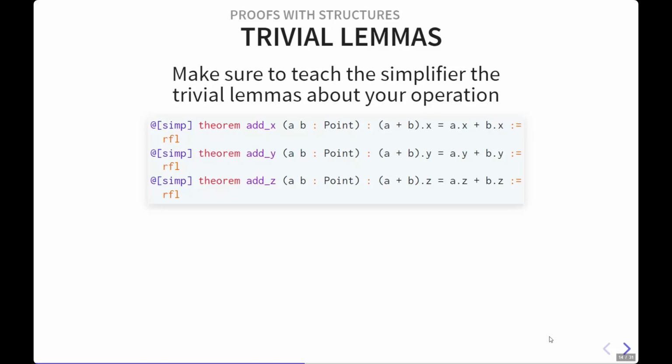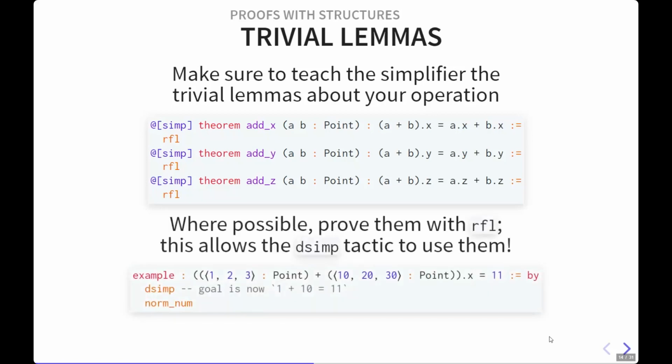And so because we've done this, we can now write this expression and say we're going to add 2 points, we're going to take the x component, and dsimp turns this messy expression into 1 + 10 = 11, which we can then solve with norm_num.